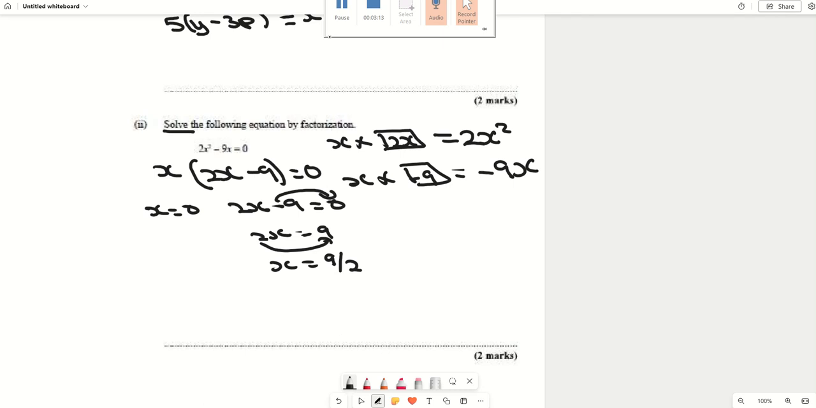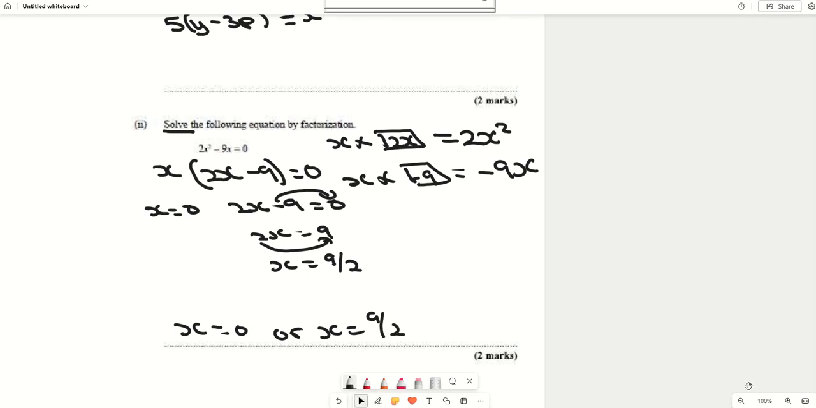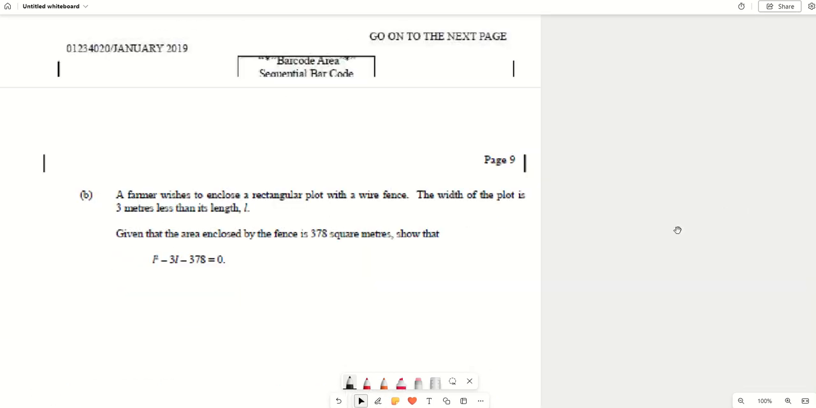So what is my answer? X is equal to 0 or x is equal to 9 over 2. And that is how you would do this. Alright, let's do part B.